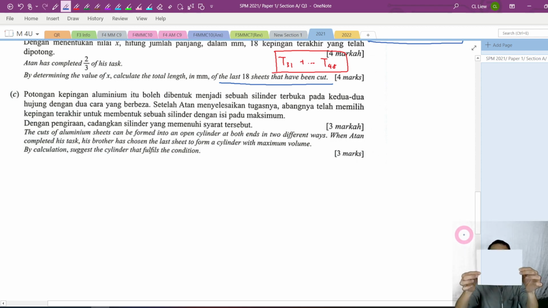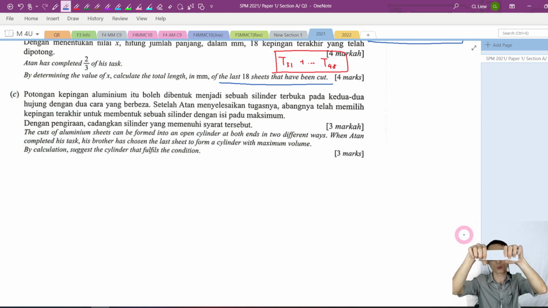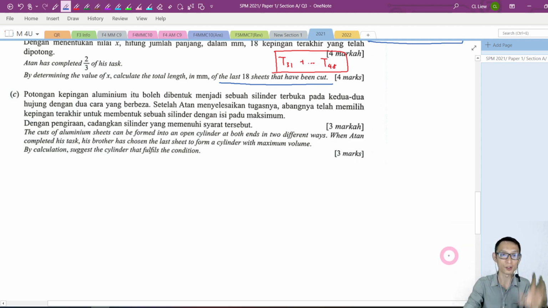Let's say you look at this aluminum sheet. Let's say this is an aluminum sheet that has been cut. It can form the open cylinder this way, or this way. Right? There are two ways to form the open cylinder. So the question asks us if, let's say, you want to choose the one which will give us a greater volume. So which way to form the cylinder?